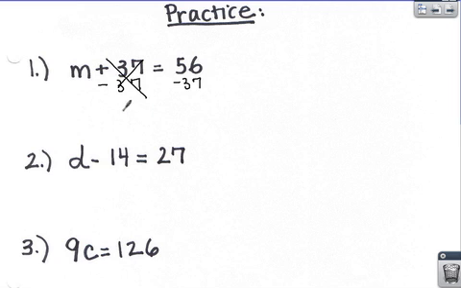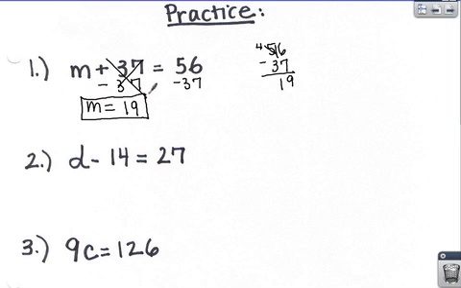Positive 37 minus 37 equals 0, so those cancel out, and I'm left with m alone on the left side. Now I can do 56 minus 37, which gives 19. So m equals 19. Now it's a good idea to check your answers, just to be absolutely certain.